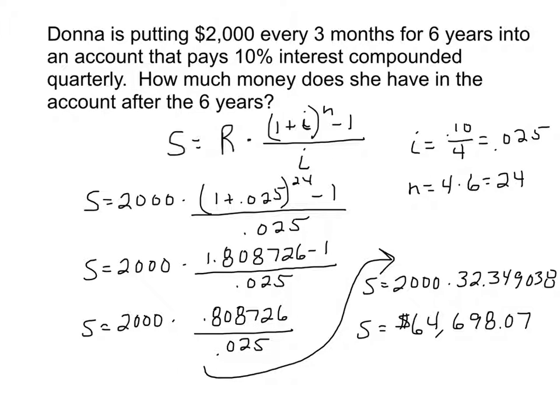Once again, in the interest of time, I have done all the work here, but I do want to point out to you once again that once I've done the calculations up to this particular point right here, I get that equal to 32.349038. That's just an indication that when I put it into an annuity, I'm actually putting it in 32 times, not just 24 times. So I get a final answer of $64,698.07.